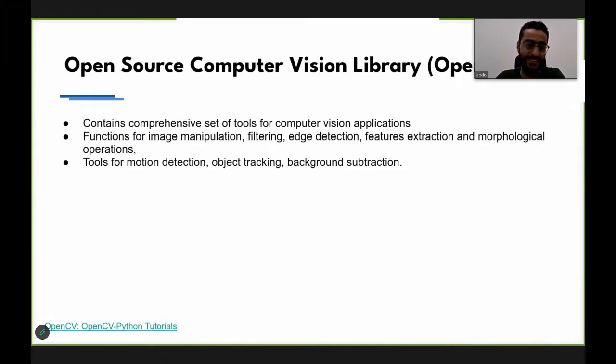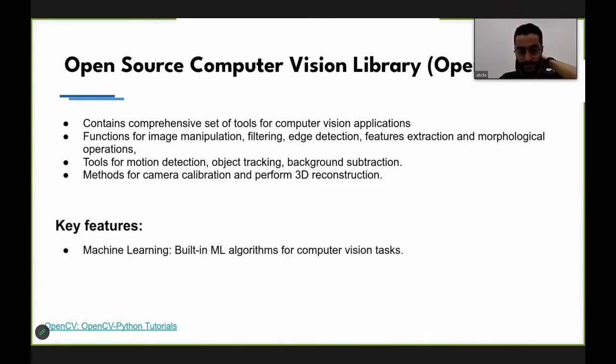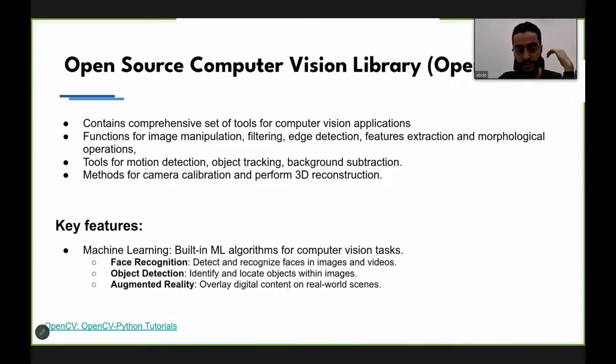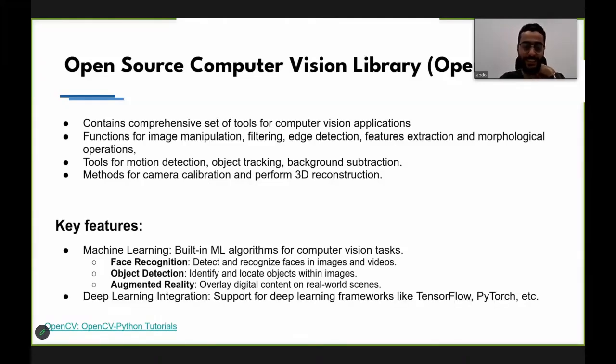You can do everything you want to an image. And it also has 3D stuff like camera calibration and 3D reconstruction. So key features: it has almost any machine learning algorithm you can use for computer vision, for example face recognition algorithms, object detection algorithms, and augmented reality. Yeah, life was fancy before deep learning, but not as fancy as now. And it also has deep learning integration with current frameworks like TensorFlow and PyTorch.